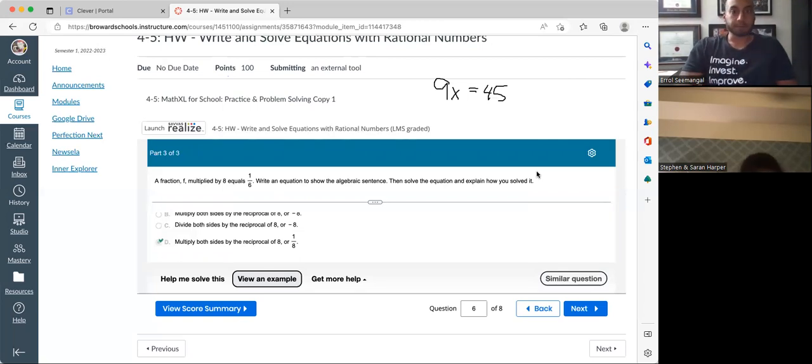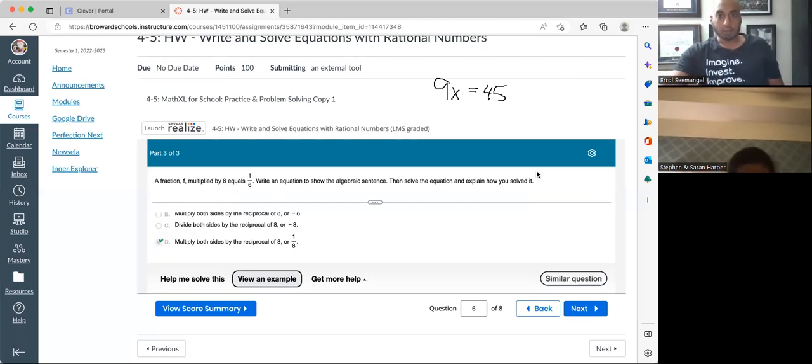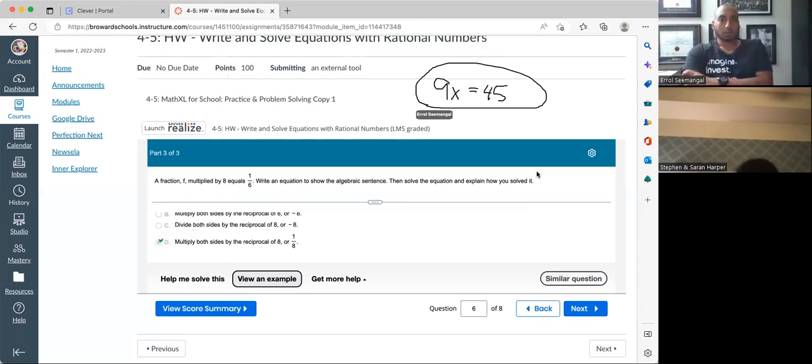So what's the answer? What do I have to do? Divide both sides by the coefficient. Don't look at that question. Look at the question I wrote on the top. Is it 9 divided by 45 or is it 45 divided by 9? 45 divided by 9.